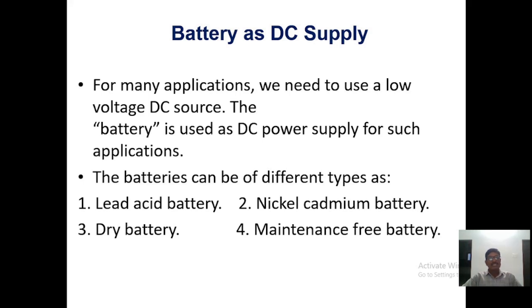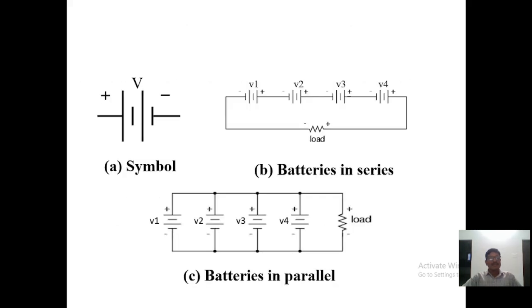Then about the battery as a DC supply, we may use the battery as the DC supply for general purpose. For many applications, we need to use a low voltage DC source. The battery is used as the DC power supply for such applications. The batteries can be of different types, such as lead acid battery, nickel cadmium battery, dry battery, maintenance free battery. These are all the major batteries we are using. This is a symbol for a battery.